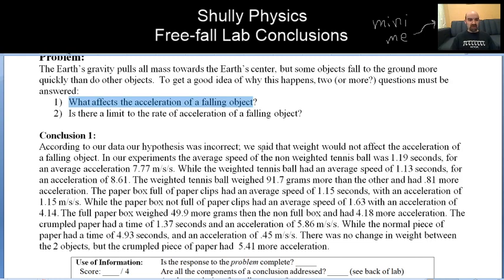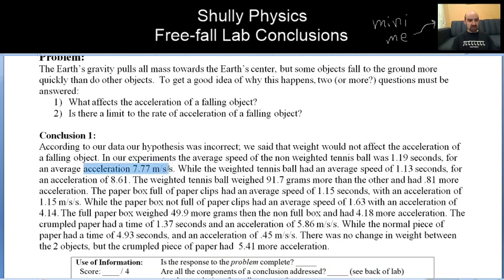Okay, I can see where they're going here. In our experiments, the average speed of the non-weighted tennis ball was 1.19 seconds for an average acceleration of 7.77 meters per second. So I see some strengths here. They're labeling. Here's an acceleration and a number, and it follows up with a unit. You can also use meters per second squared, but meters per second is okay.